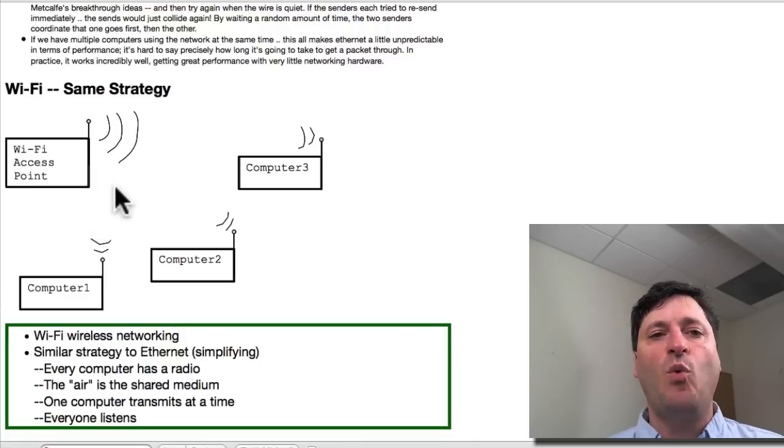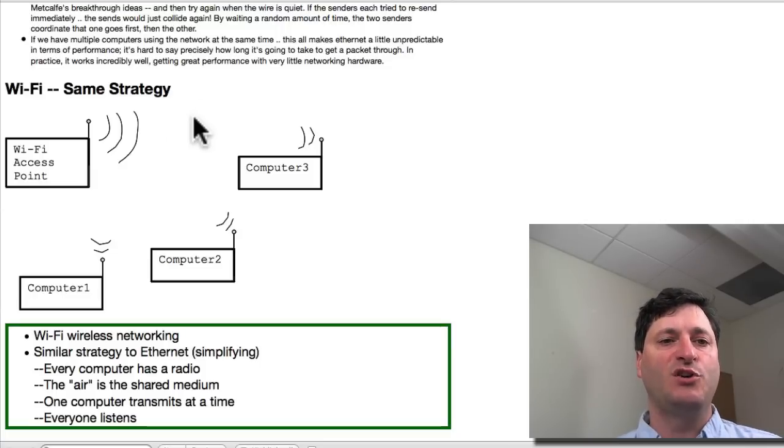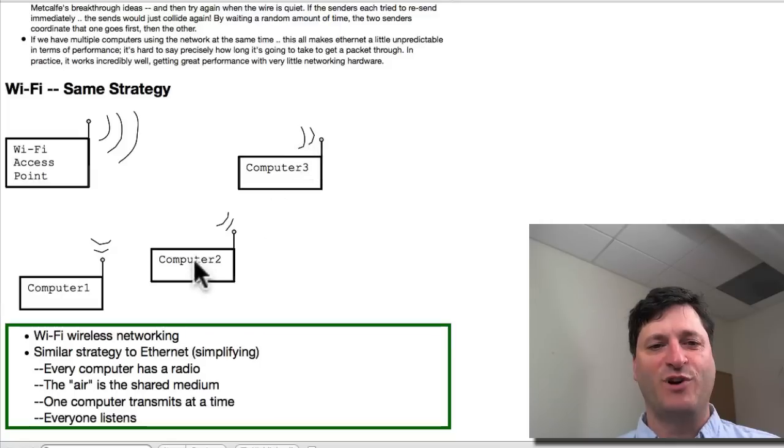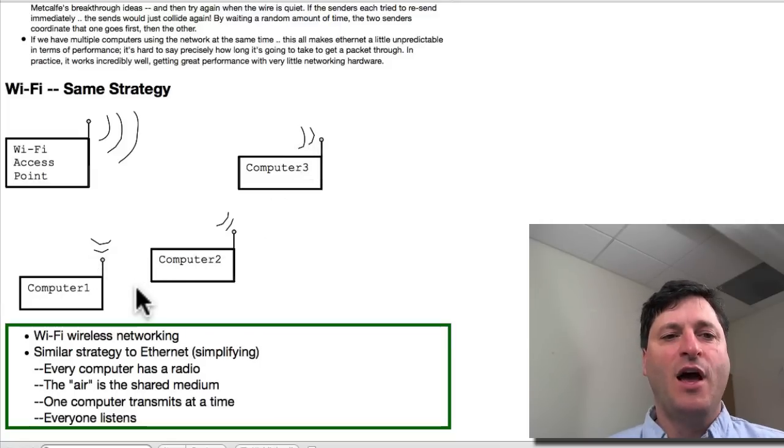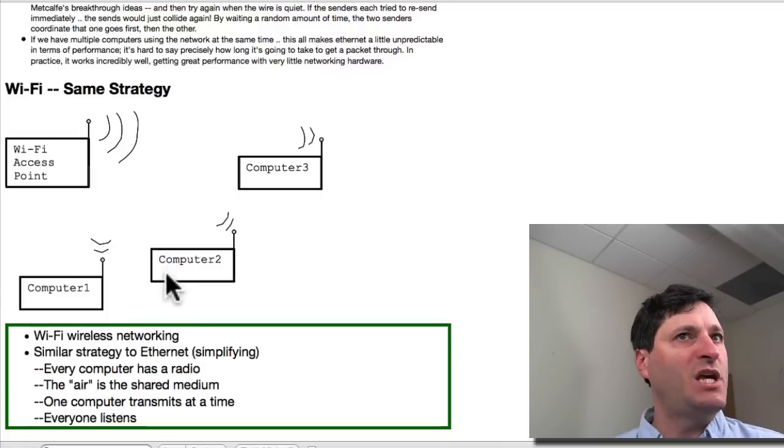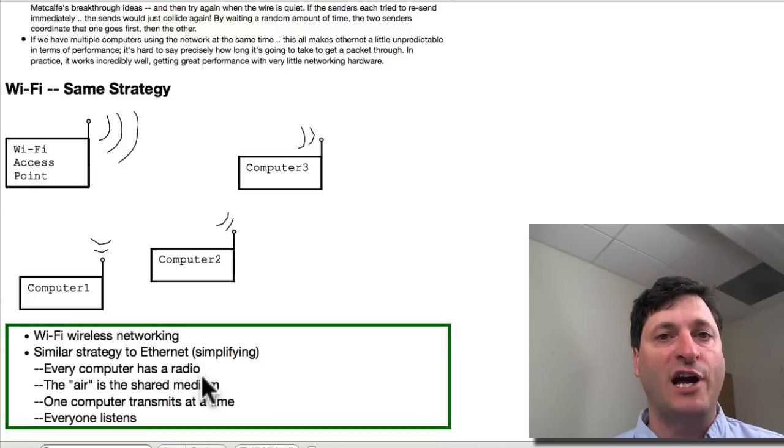In this case, instead of a wire, what you have is a radio channel. So there's some radio channel that's being used. We've got all these computers. They have little radios on them. I've drawn these kind of lame radio transmitting marks on here. There's some radio channel, they're all sharing it, and then it looks very much like Ethernet. They're going to have a strategy of waiting for a period of silence, and when there's silence, broadcasting.